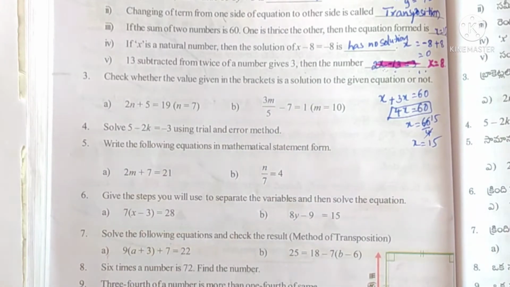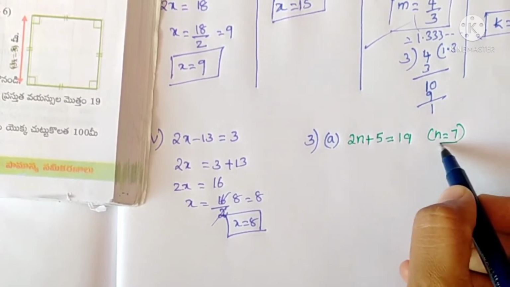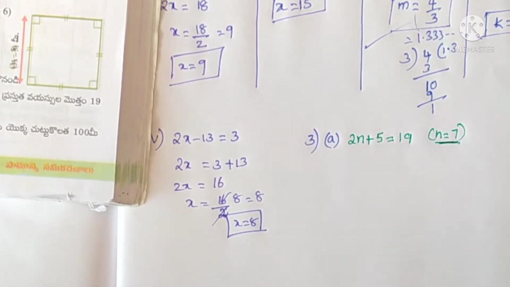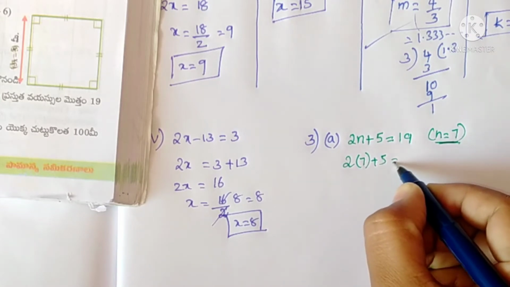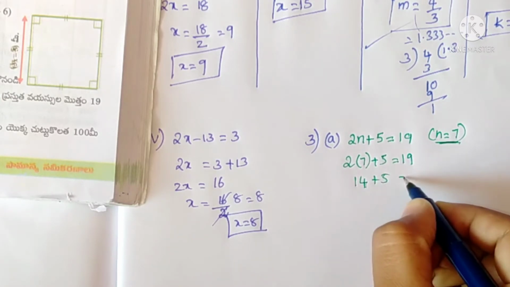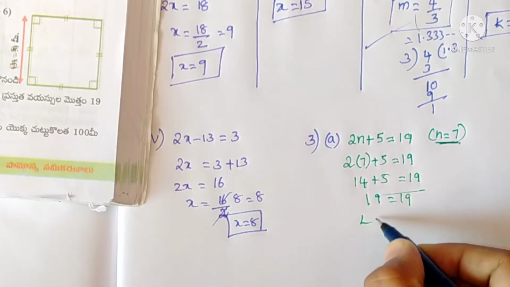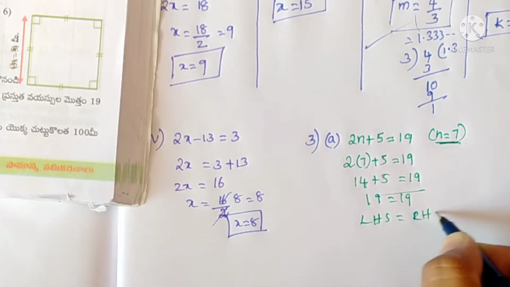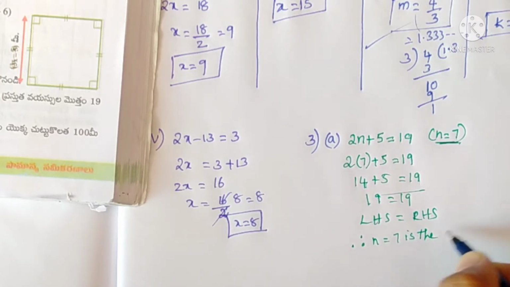Let us see. So 2n plus 5 equals 19. Here n is equal to 7 they gave. Okay. So now we want to check. So if we substitute 7 in the place of n, 2 into 7 plus 5 equals 19. 2 sevens are 14 plus 5 equals 19. 14 plus 5, 19 equals 19. LHS equals RHS. So therefore n equals 7 is the solution of given equation.